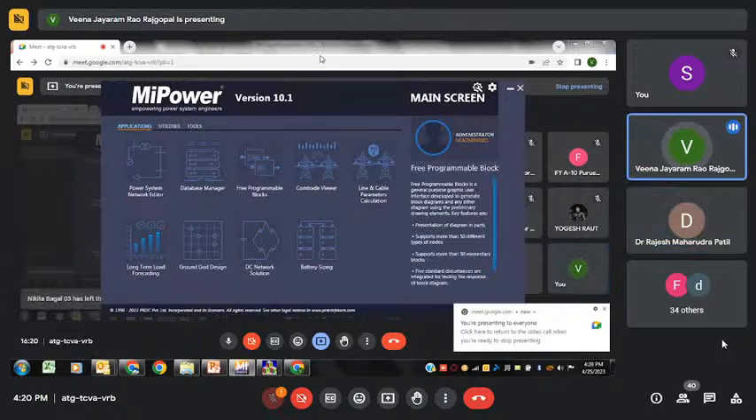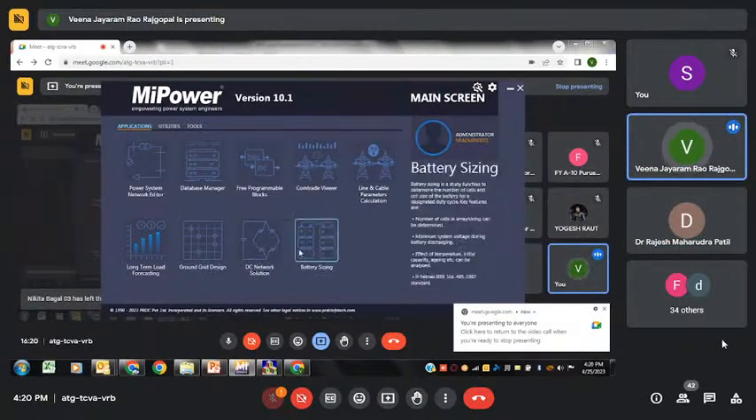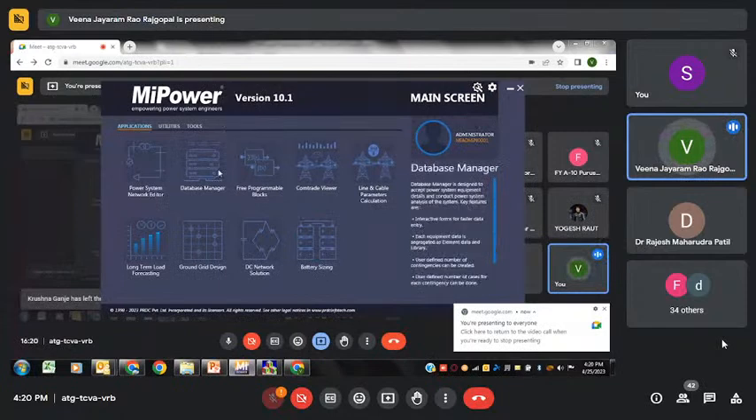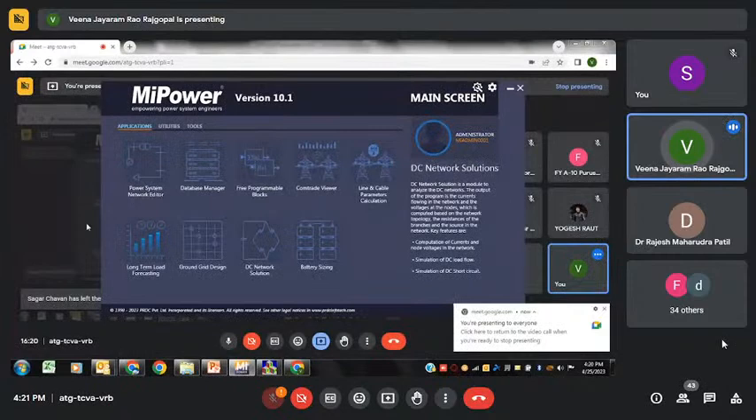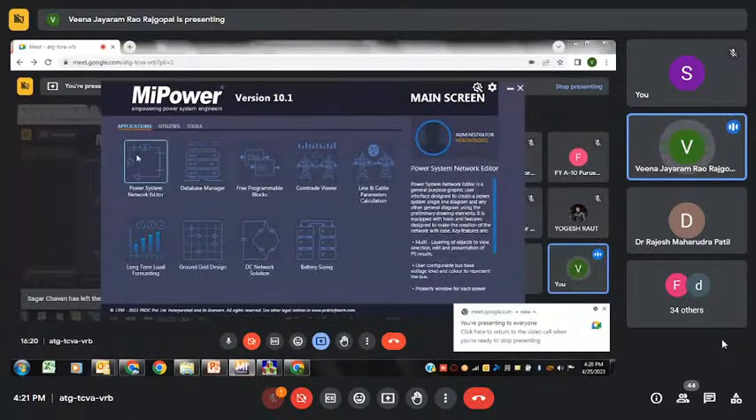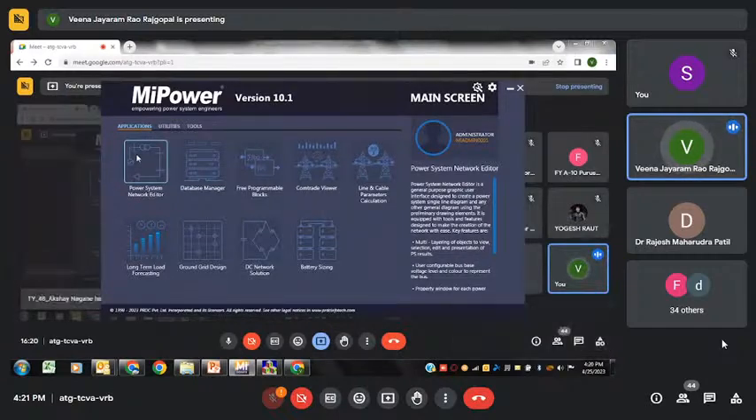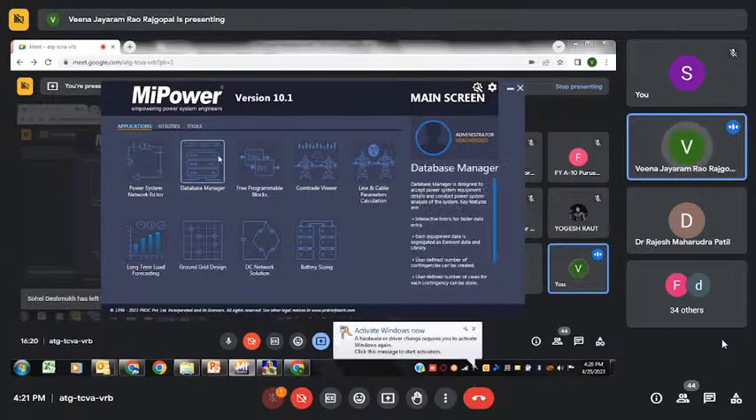We are able. So I've launched my power here. These are the various modules. I'll just see how quickly we can go through them. The first one is the power system network editor. This is what I was showing you, how you can create different kinds of networks: the single line diagram, geographic based, GPS coordinate based, or just a block diagram. These kinds of networks can be created using the network editor.